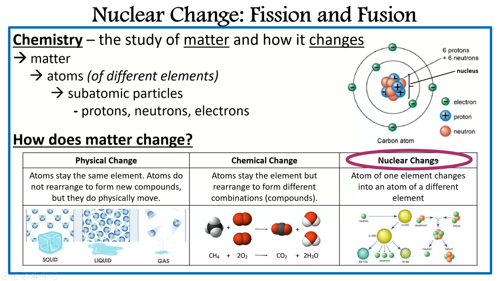For nuclear change, the atoms actually are changing elements. So you have an atom of one element that goes through a nuclear change, and it turns into an atom of a different element.